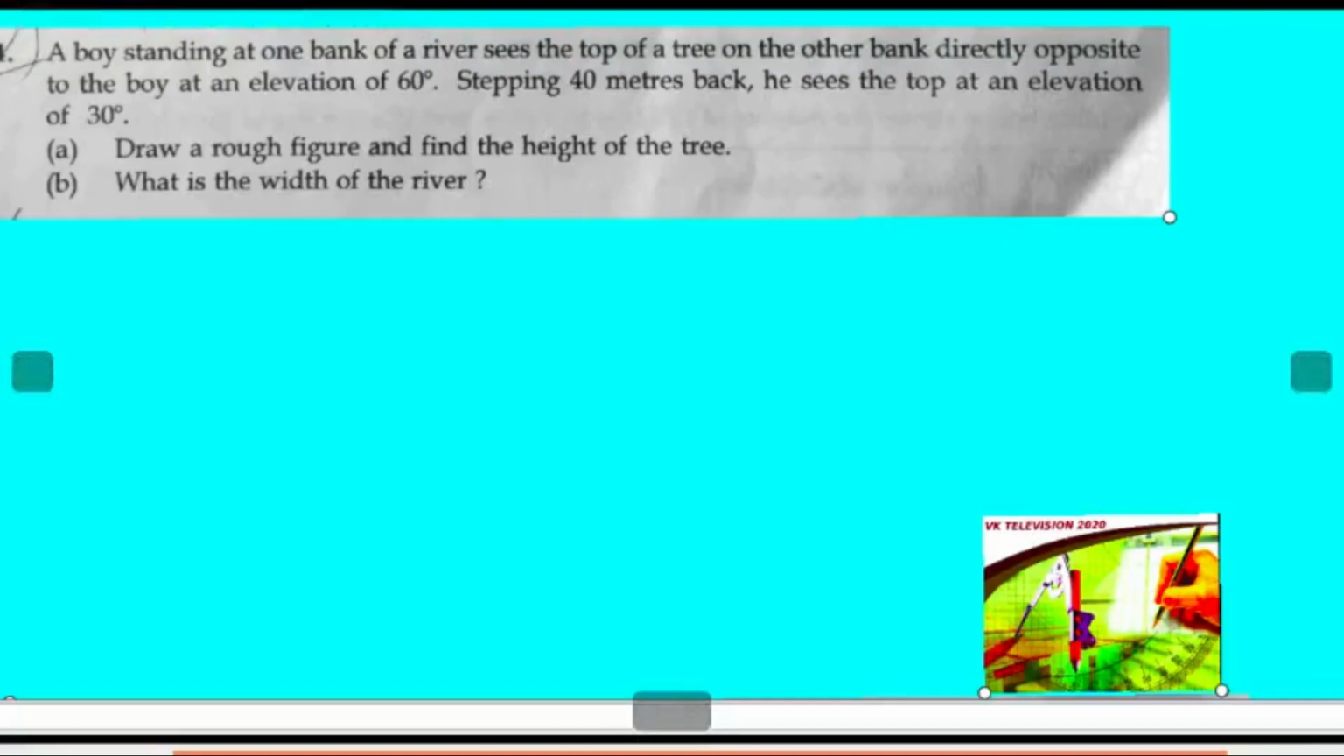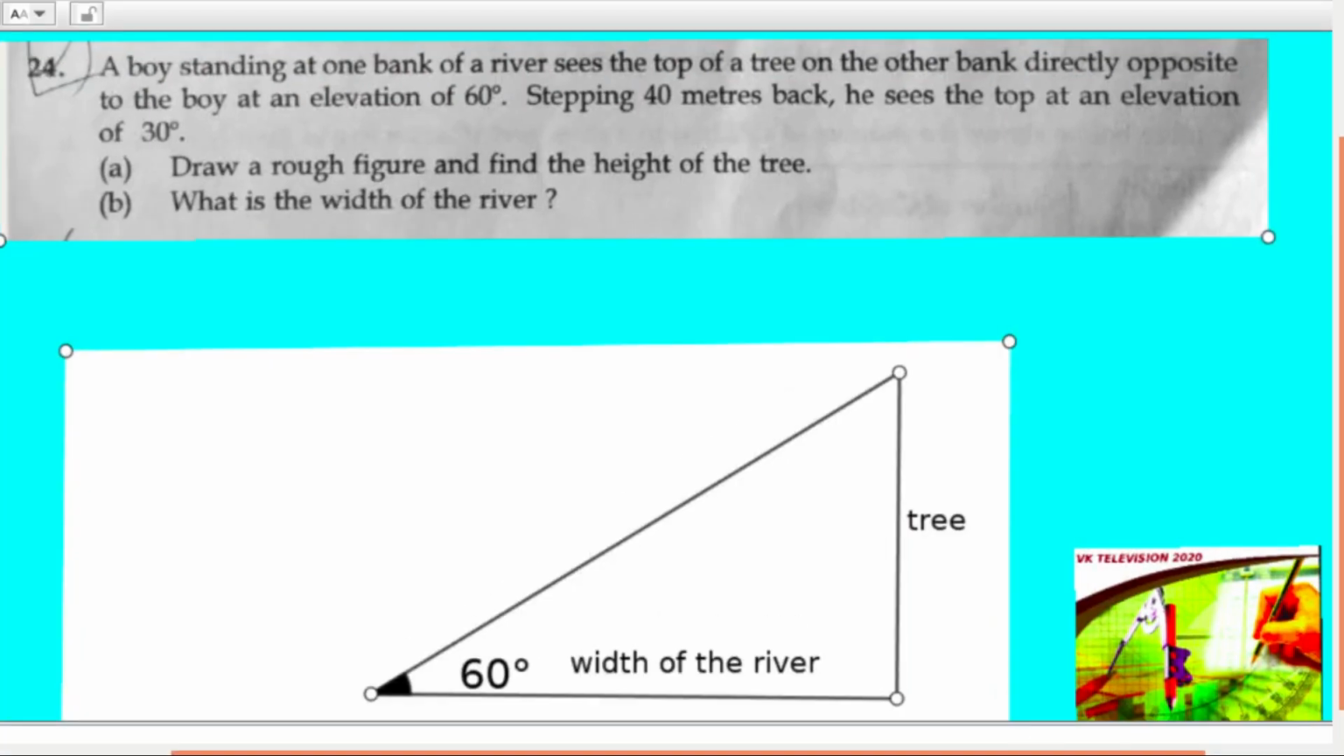Okay. Next question. A boy standing at one bank of a river sees the top of a tree on the other bank and directly opposite to the boy at an elevation of 60 degrees. Stepping 40 meters back, he sees the top at an elevation of 30 degrees. Draw a rough figure and find the height of the tree. What is the width of the river? First question, draw a rough figure and find the height of the tree.